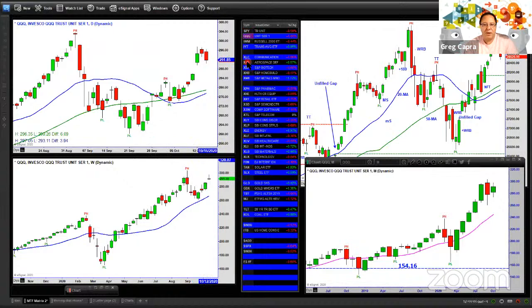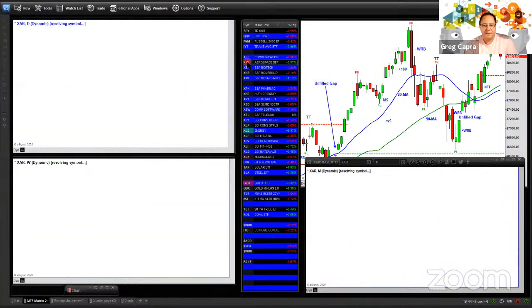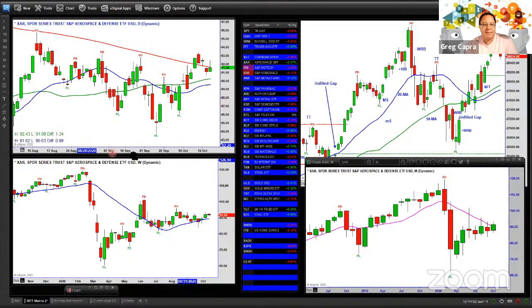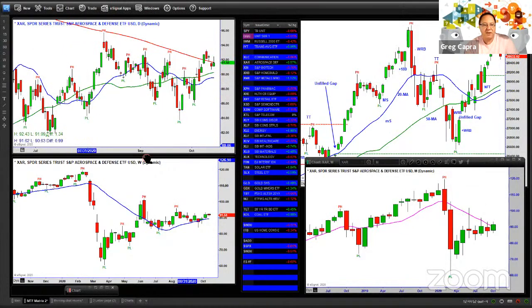All right, let's look at a few others. So here's one that's just been a mess for a long time. It's been in this trading range, and I'm not sure which way it's going to go. The monthly suggests down. The weekly says maybe it can go up if it can clear these highs. The daily is just a mess with overlapping bars. So the message is to stand aside.